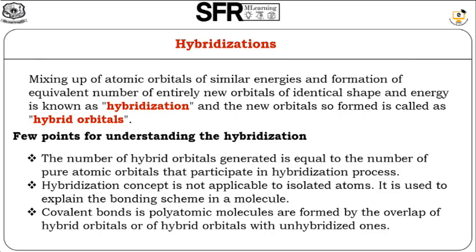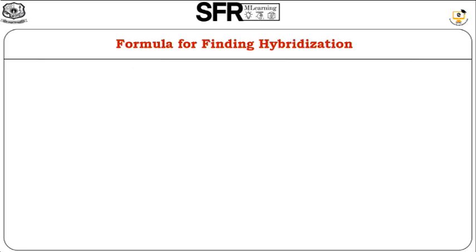A few points for understanding hybridization. The number of hybridized orbitals generated is equal to the number of atomic orbitals that participated in the hybridization process. The second one is that it is not applicable to isolated atoms. The third one is that covalent bonds in polyatomic molecules are formed by overlapping of hybrid orbitals, or hybrid orbitals with unhybridized ones. Next, we see the first method to predict the hybridization and find the geometry of the molecule.